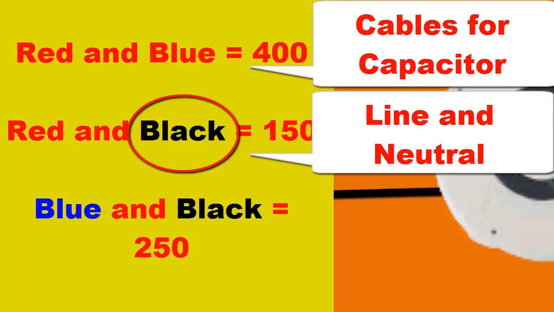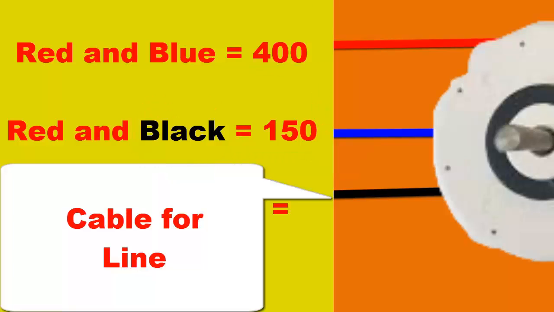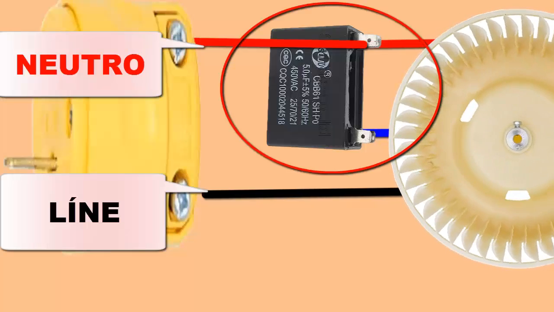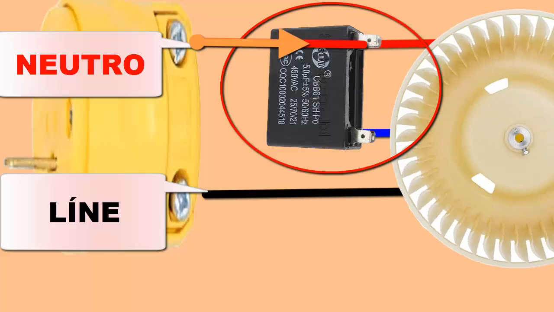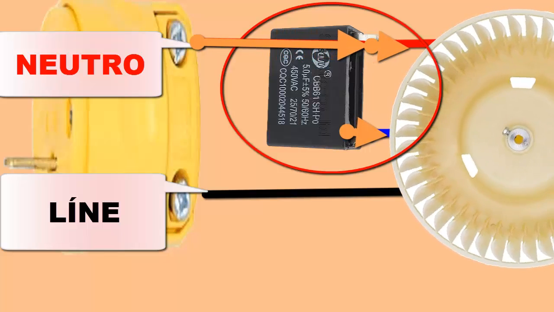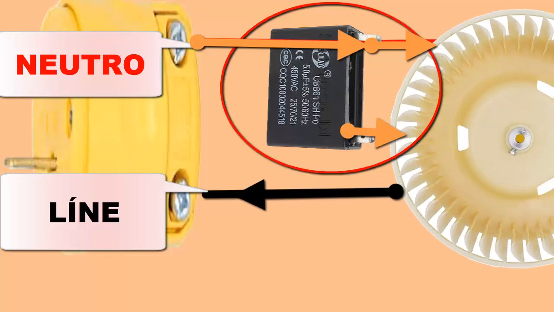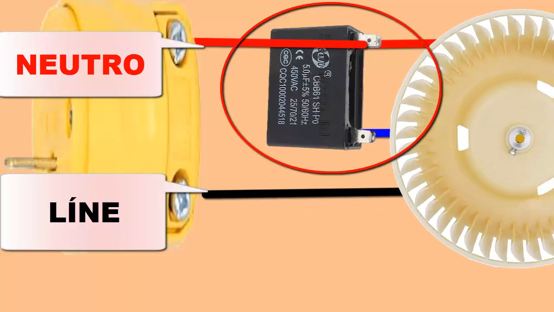6. The line cable is determined by the measurement of the lowest resistance, remembering that the red cable is neutral, then, by process of elimination, the black cable will be the line. 7. The cables to connect the capacitor are the blue cable and the same red cable, using a bridge.